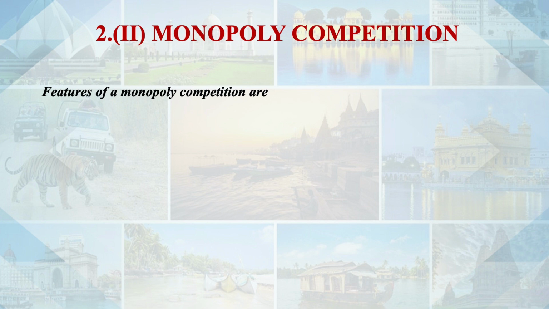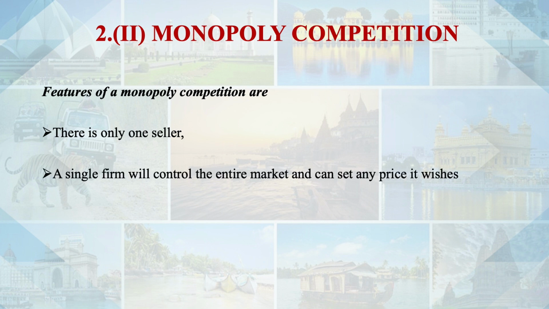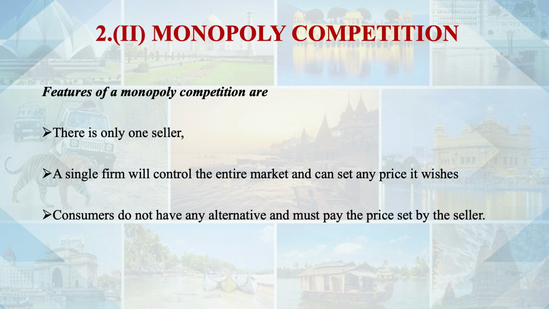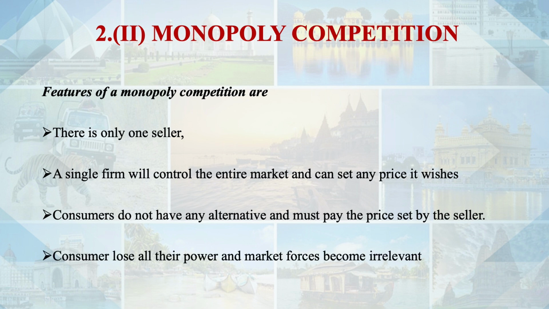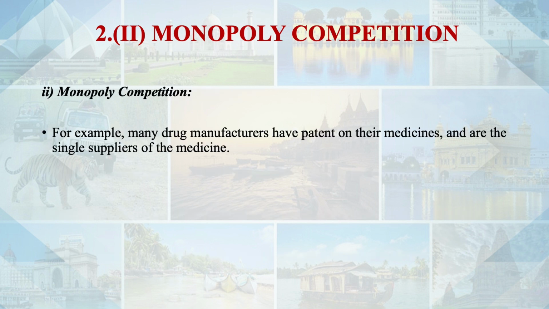Features of a monopoly market structure are: there is only one seller, a single firm will control the entire market and can set any price it wishes. Consumers do not have any alternative and must pay the price set by the seller. Consumers lose all their power and market forces become irrelevant. For example, many drug manufacturers, referring to pharmaceutical companies here, have patents on their medicines and are the single suppliers of that particular medicine or that particular formulation of medicine.